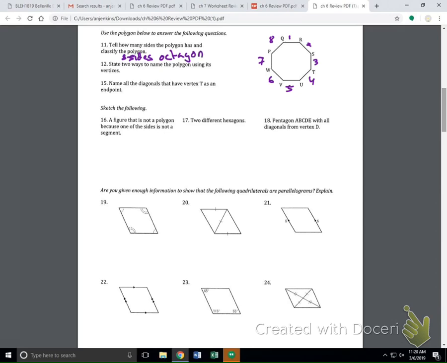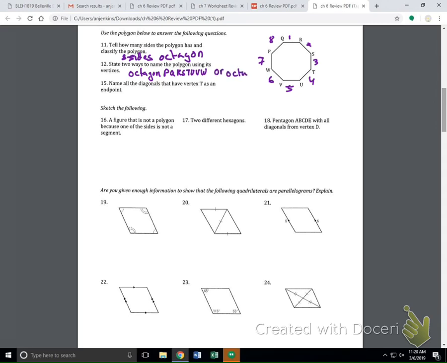State 2 ways to name this polygon using the vertices. We did this yesterday with trapezoids, but we didn't do it with an octagon before. So we'd call it octagon, and then you're going to list all of the vertices. So you have P, Q, R, S, T, U, V, W. Or you can say you have octagon.